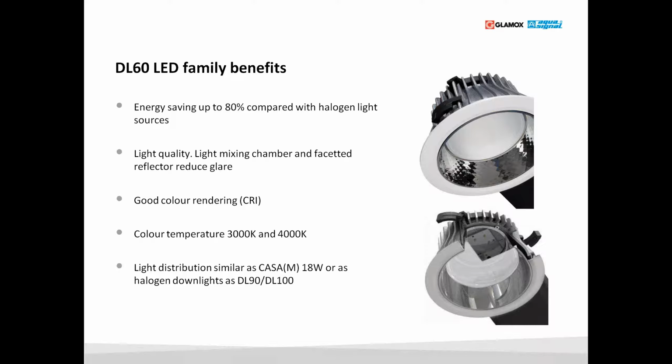When you look at the light distribution, we decided early that we wanted to have the similar light distribution curves as a Casa Marine had, or the halogen DL100, DL90. So we have the similar light distribution. That means that you also don't have so huge difference between the old and new installation. So you can in fact place a DL60 RF into a similar place as the Casa Marine stands, and you hardly see the difference in the light output.